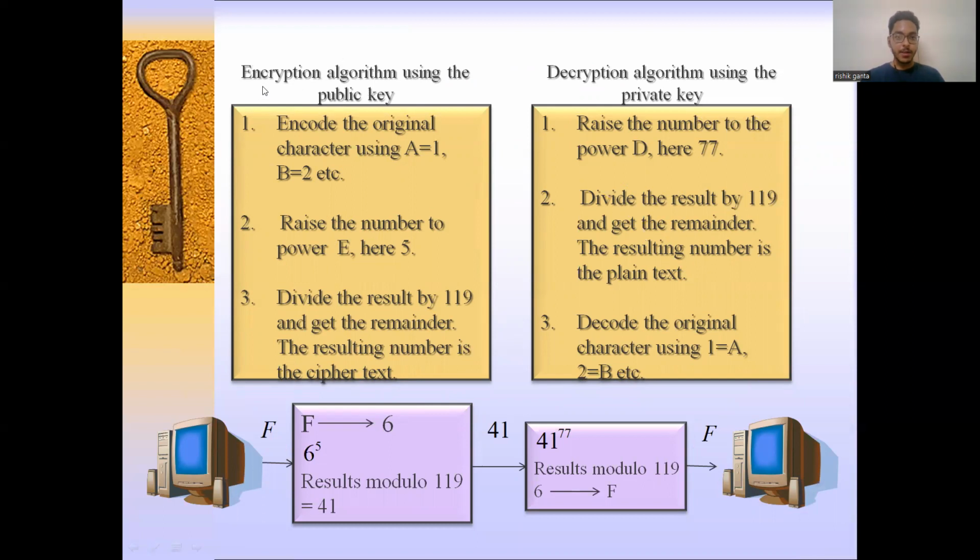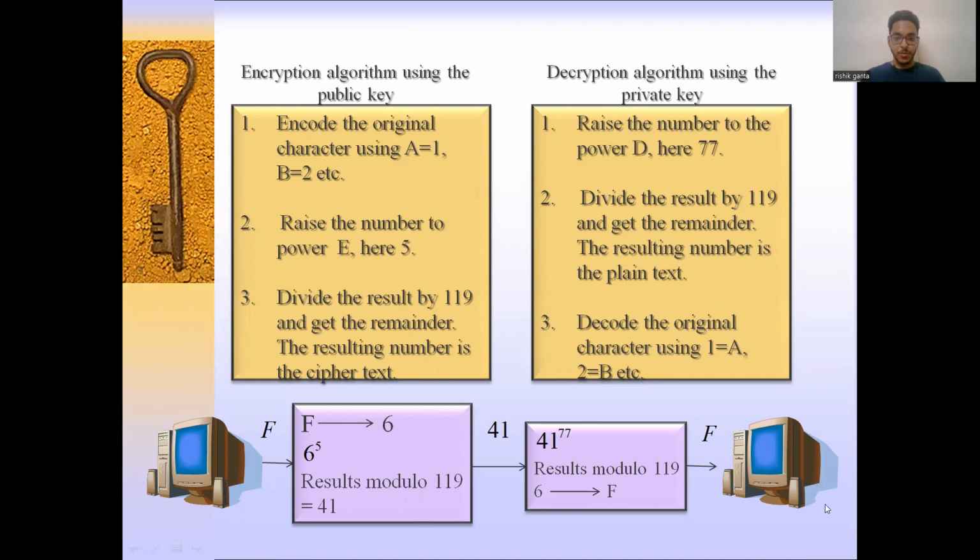This is the example. This is the encryption algorithm using the public key, and this is the decryption algorithm using the private key. In the encryption algorithm, encode the original character using A equal to 1, B equal to 2, etc. Raise the number to the power of E, here 5. Divide the result by 119 and get the remainder. The resulting number is the ciphertext. And in the decryption algorithm, raise the number to the power of D, here 77. Divide the result by 119 and get the remainder. The resulting number is the plain text. Decode the original character using 1 equal to A, 2 equal to B, and so on.